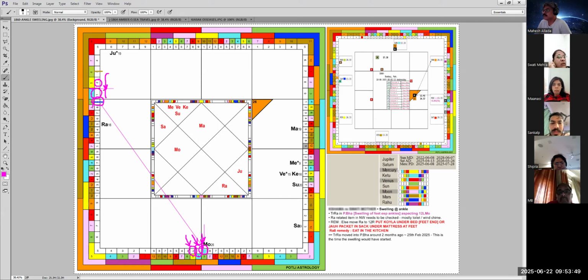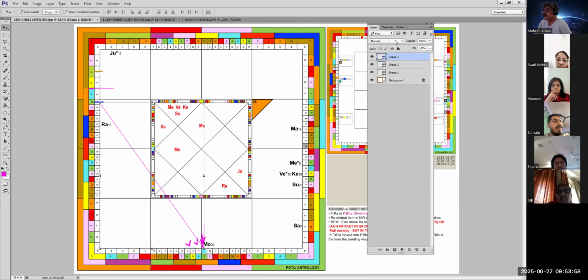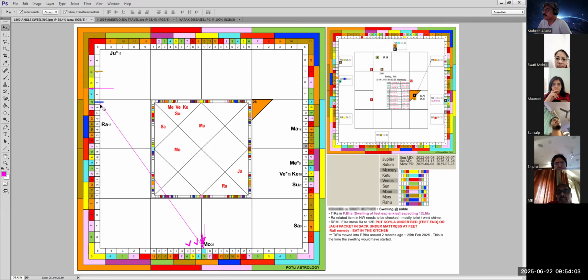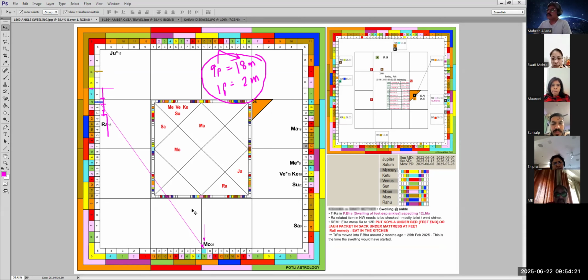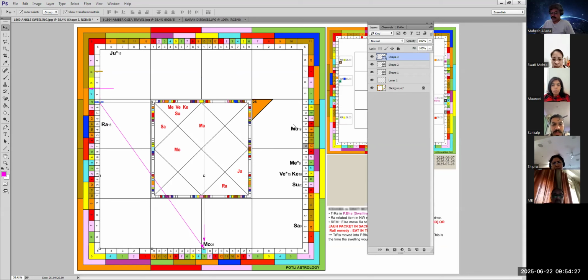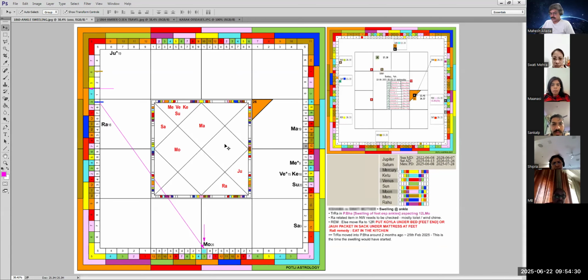So basically what we have come to here is that Rahu is hitting this moon and causing the problems. Correct? Rahu is causing the problems.